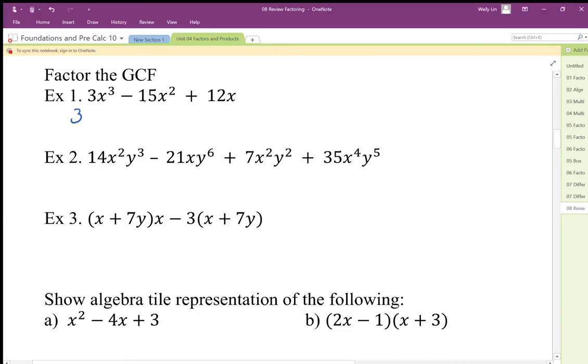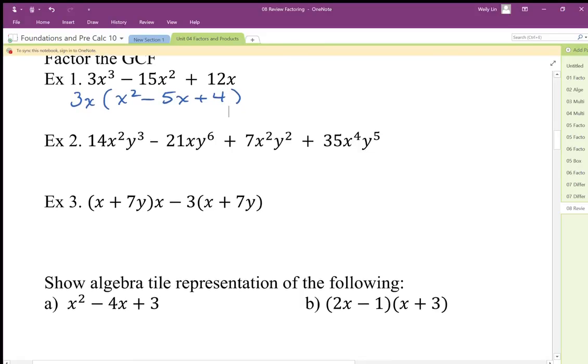So there's a common 3, there's a common x. What's left over is going to be x squared minus 5x plus 4. Now we could see if this factors further. This is a quadratic, but in this case we're finished because there are no numbers that multiply to 4 and add to 5. So that's factored, and it's important that we factor the greatest common factor because those factor pieces are going to be really important when we do math further in grade 10 and also in grade 11, 12 and calculus. Factors are really important.